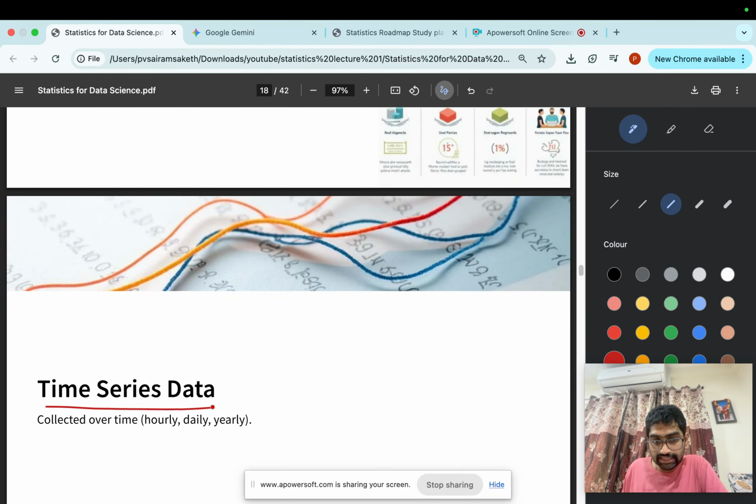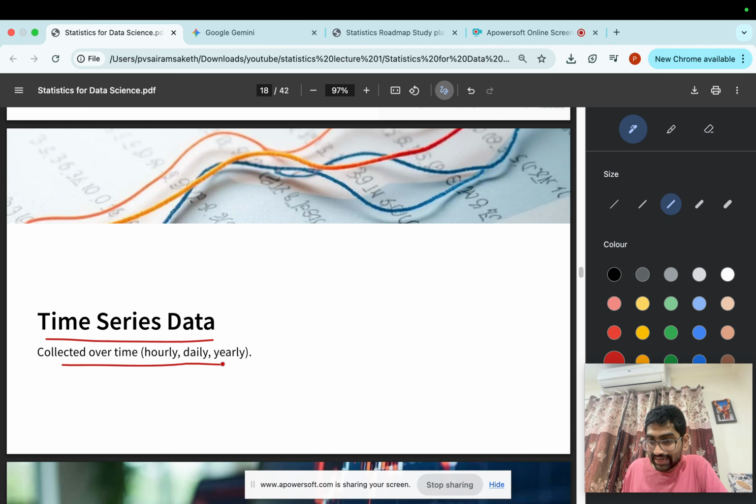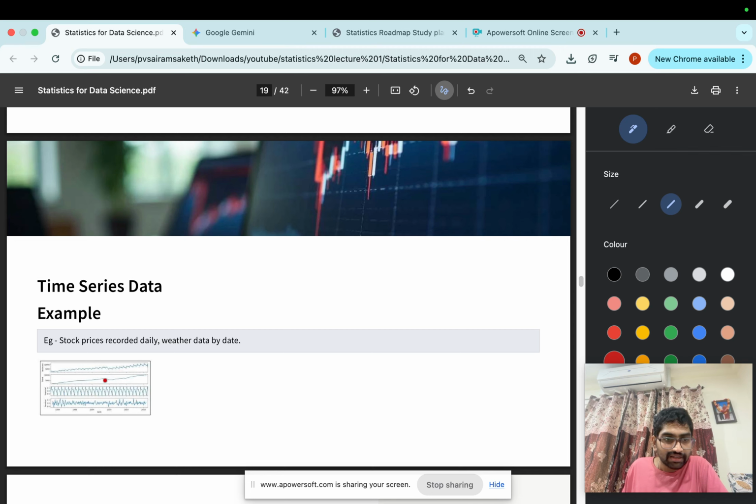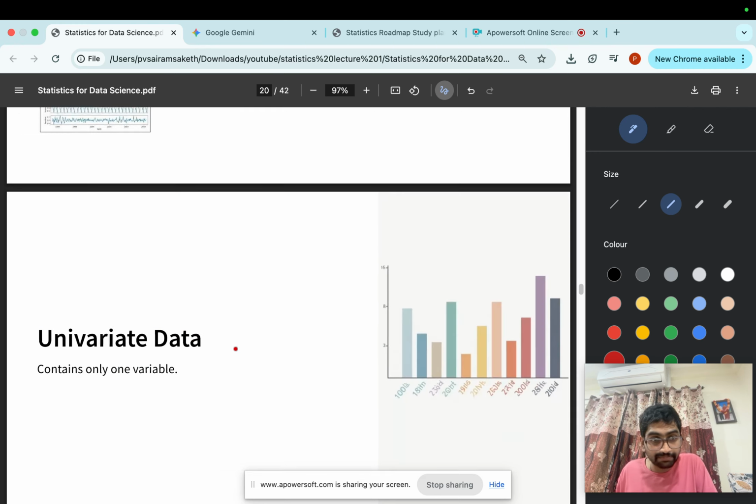Fourth is time series data, collected over time, hourly, daily, or yearly. This is how a time series looks. The best example is stock price prediction. At 9 a.m. my share value is 10,000. At 10 a.m. my share value is 11,000. At 12 p.m. my share value is 12,000. At 1 p.m. my share value is 13,000. What is my share price at 2 p.m.? That you can find using time series data.